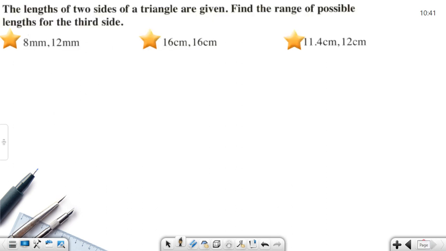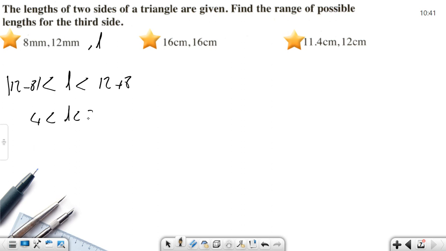Last example about this section. The lengths of two sides of a triangle are given, find the range of possible lengths of the third side. So I need a third side. I will call this third side L. What is the rule that I use all the time? L must be less than 12 plus 8 if it's a triangle, and it must be greater than 12 minus 8. Use absolute value, no problem. 12 minus 8 is 4, is less than L, is less than 20. So if it's a triangle, the length of the third side must be greater than 4 and less than 20. You can use the same method for the rest of the examples.